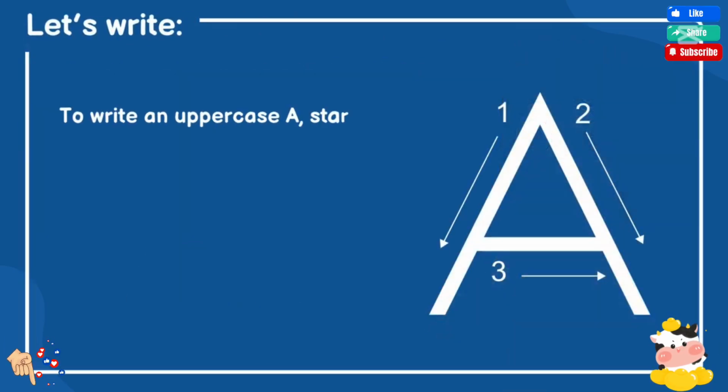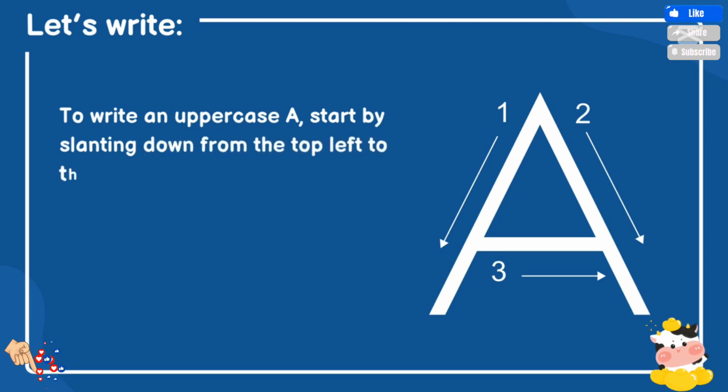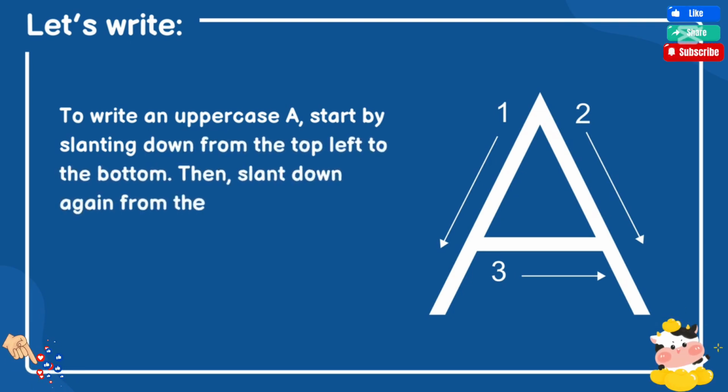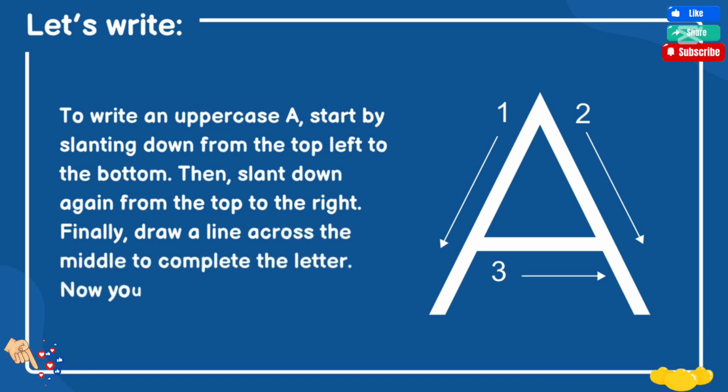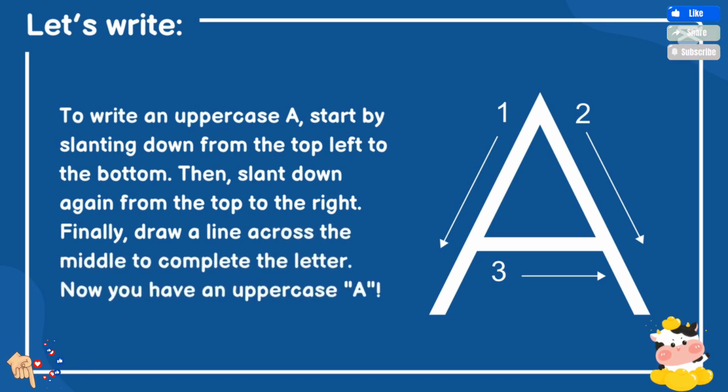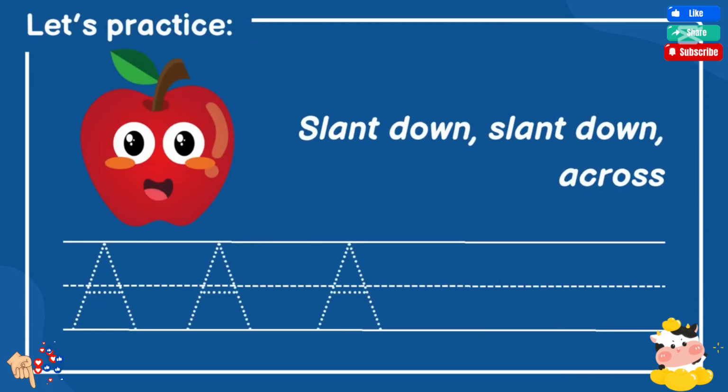To write an uppercase A, start by slanting down from the top left to the bottom. Then, slant down again from the top to the right. Finally, draw a line across the middle to complete the letter. Now you have an uppercase A.